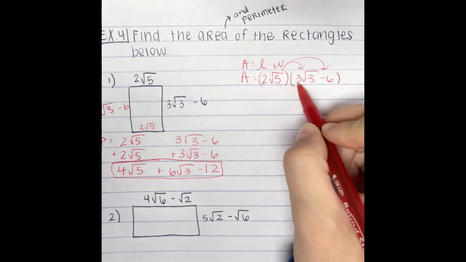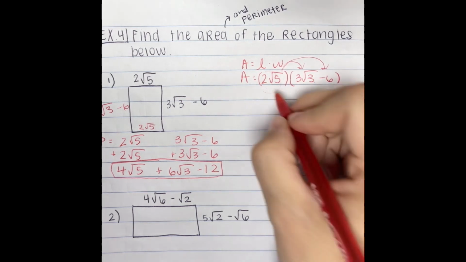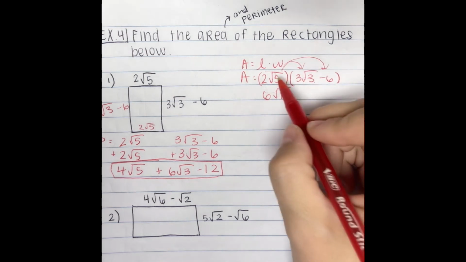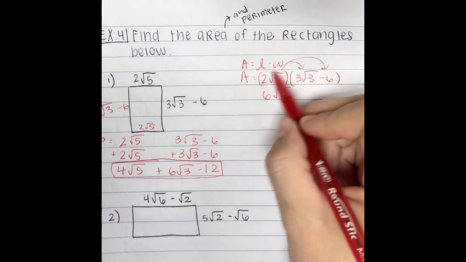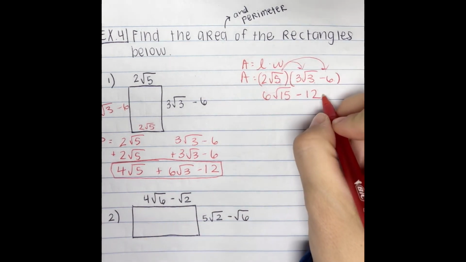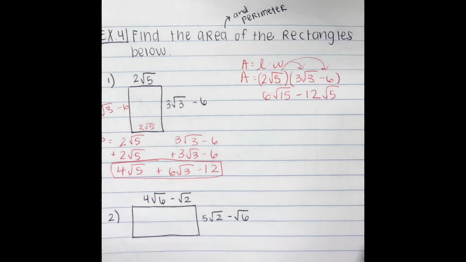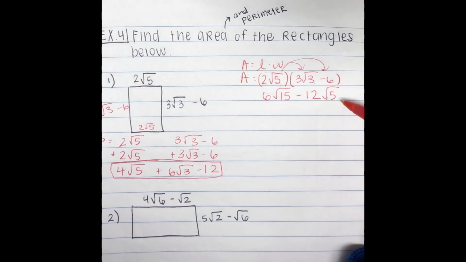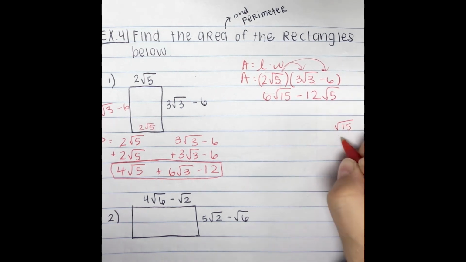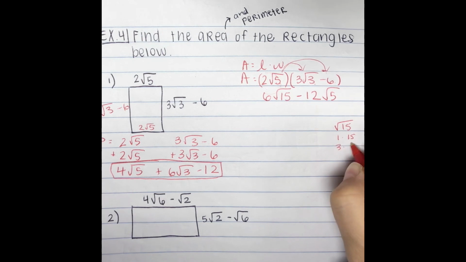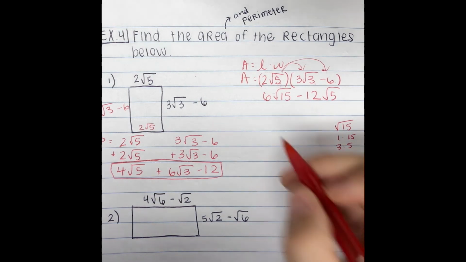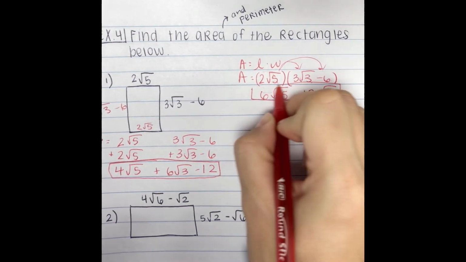So 2 square root of 5 times 3 square root of 3. 2 times 3 is 6. 5 times 3 gives us square root of 15. And then 2 square root of 5 times a negative 6. 2 times a negative 6 is a negative 12. I don't have any other square roots to multiply my square root of 5 with, so I just bring it down. Okay. We know we can't simplify square root of 5. If we simplify the square root of 15, you just have 1 times 15 and 3 times 5. None of these are perfect squares other than 1, so we can't simplify square root of 15 either. So this is our answer.